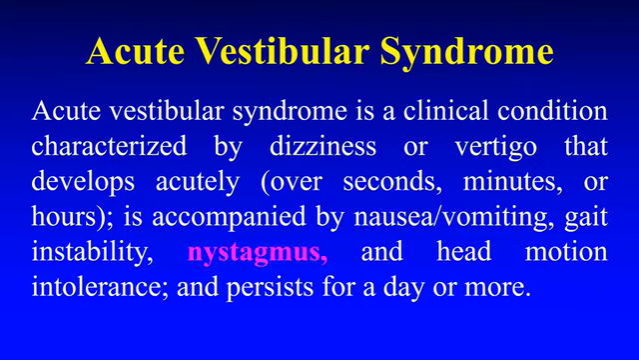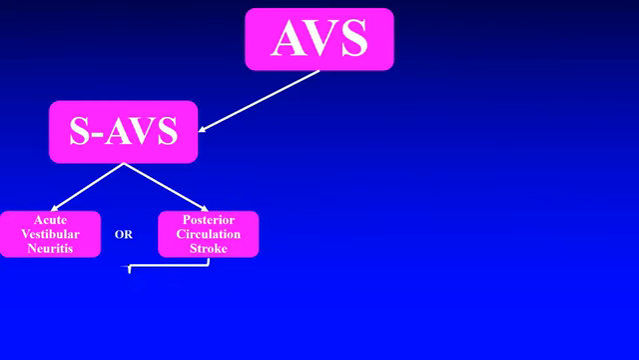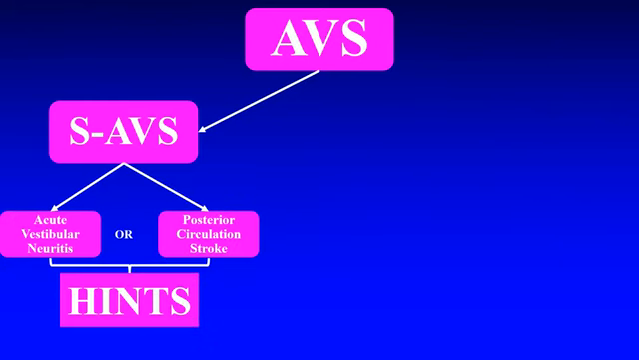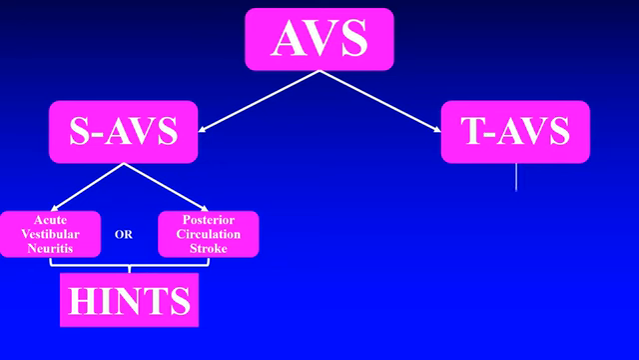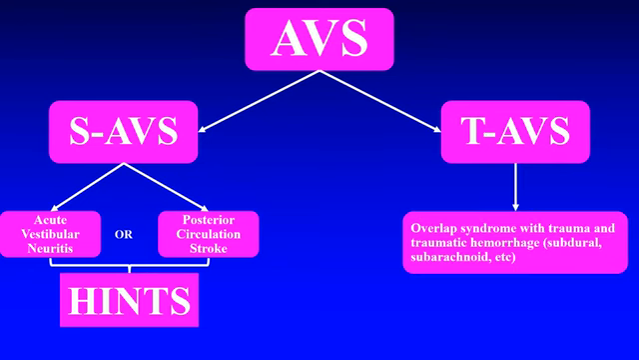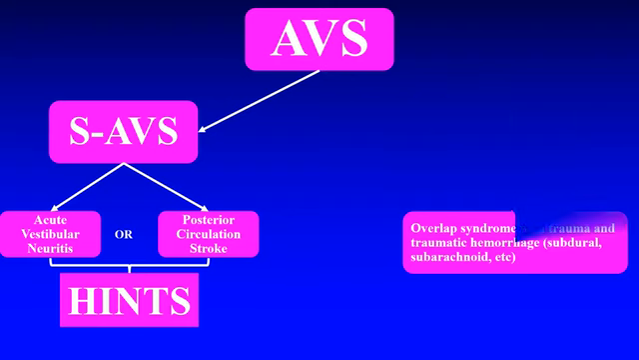Acute vestibular syndrome is a clinical condition characterized by dizziness or vertigo that develops acutely over seconds, minutes or hours and is accompanied by nausea, vomiting, gait instability, nystagmus, and head motion intolerance, and persists for a day or more. So, spontaneous AVS. The biggest challenge for a neurologist is to differentiate acute vestibular neuritis from posterior circulation stroke, which is done by the HINTS and HINTS plus examination. The triggered acute vestibular syndrome is an overlap syndrome with trauma and traumatic hemorrhage, subdural, subarachnoid, etc. And this is not the topic of discussion today.